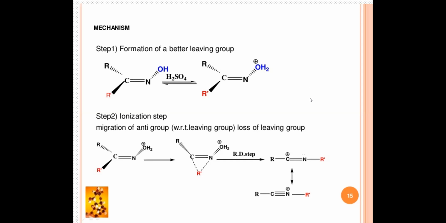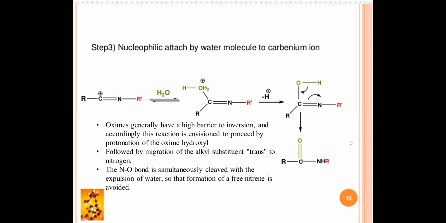So when water is lost from the oxime, there is a transfer of your R group. If you see in the red, the R group which is trans, anti to your OH group, gets migrated to your nitrogen. So this is your second step, which is the rate limiting step.